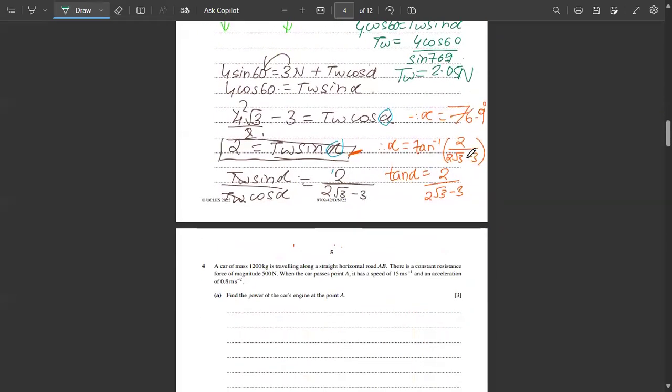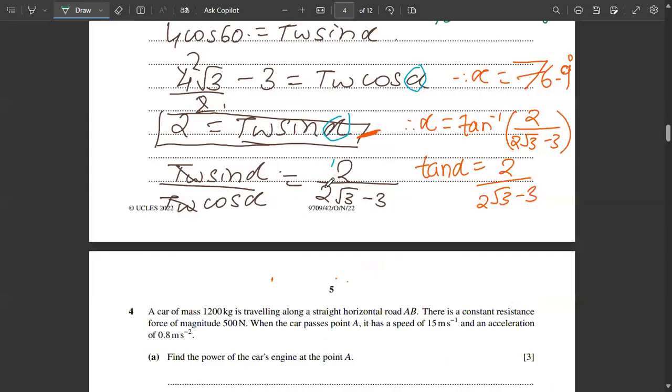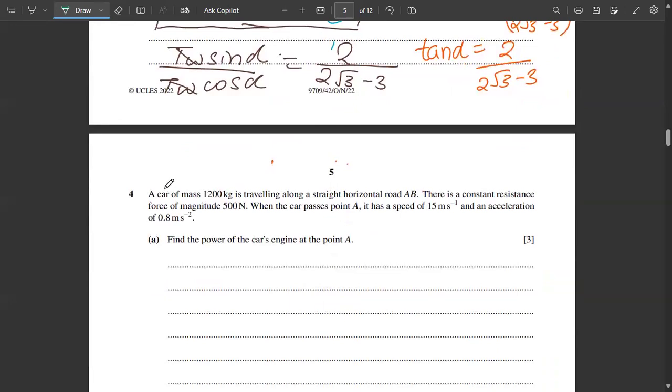Now let's go to the next question. This question is: a car of mass 1200 kg is traveling on a straight horizontal road AB. There is a constant resistance force of magnitude 500 Newton. When the car passes point A, it has a speed of 15 meters per second and an acceleration of 0.8 meters per second squared. Find the power of the car engine. Now, this has a lot of points to cover. We'll go through one by one.